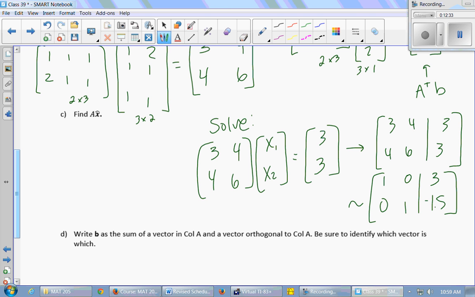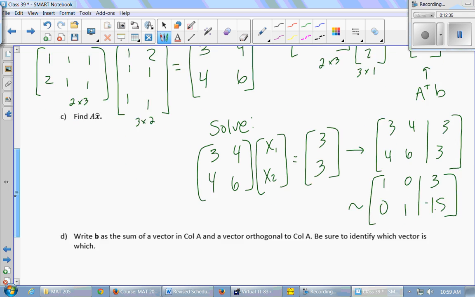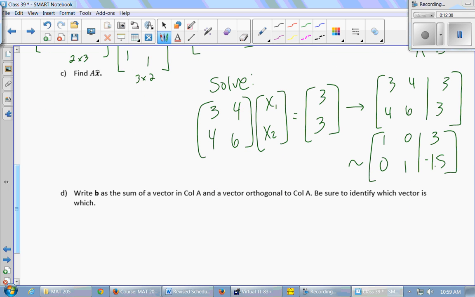So I should write down the answer somewhere. I'll write it here. X hat is 3, negative 1.5. So there's my solution.